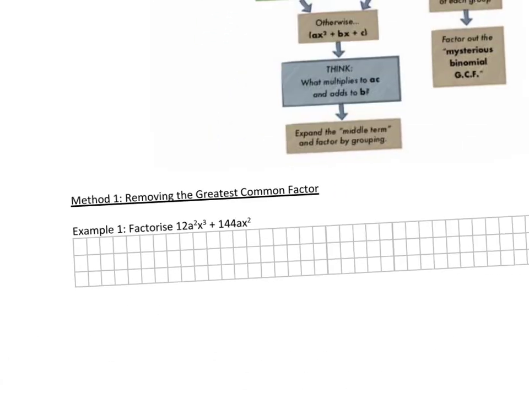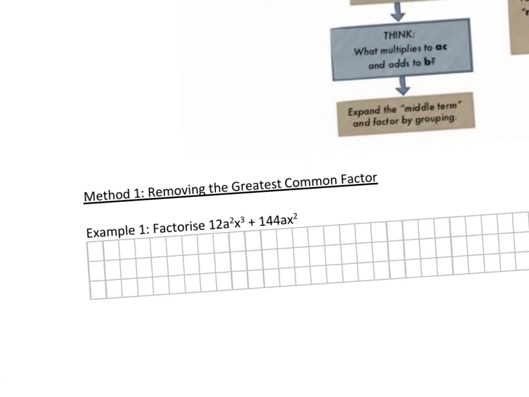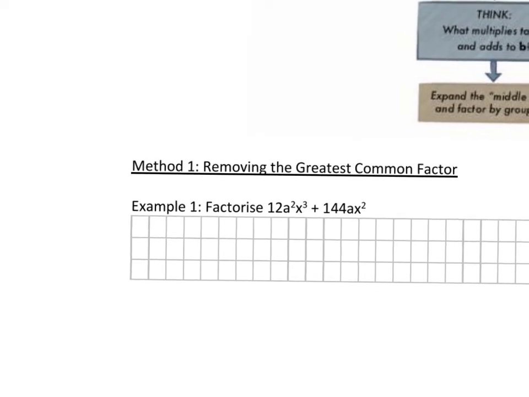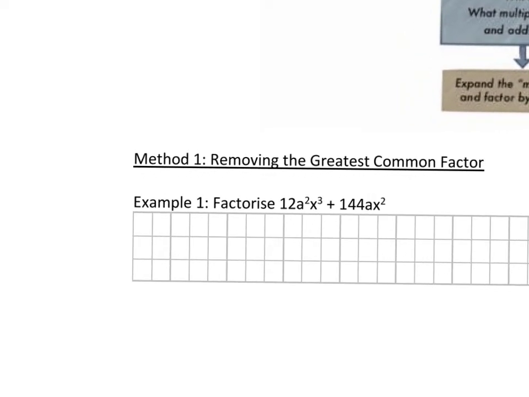Firstly, let's just think about factoring out the greatest common factor. If we've got this example here where we have to factorize 12a squared x cubed plus 144ax squared, the way I'm going to do this is I'm just going to first look at the numbers and go, is there a common factor between 12 and 144? Hopefully you're saying yes, there is. It's 12. 12 goes into both of those numbers evenly, so I can bring 12 out the front.